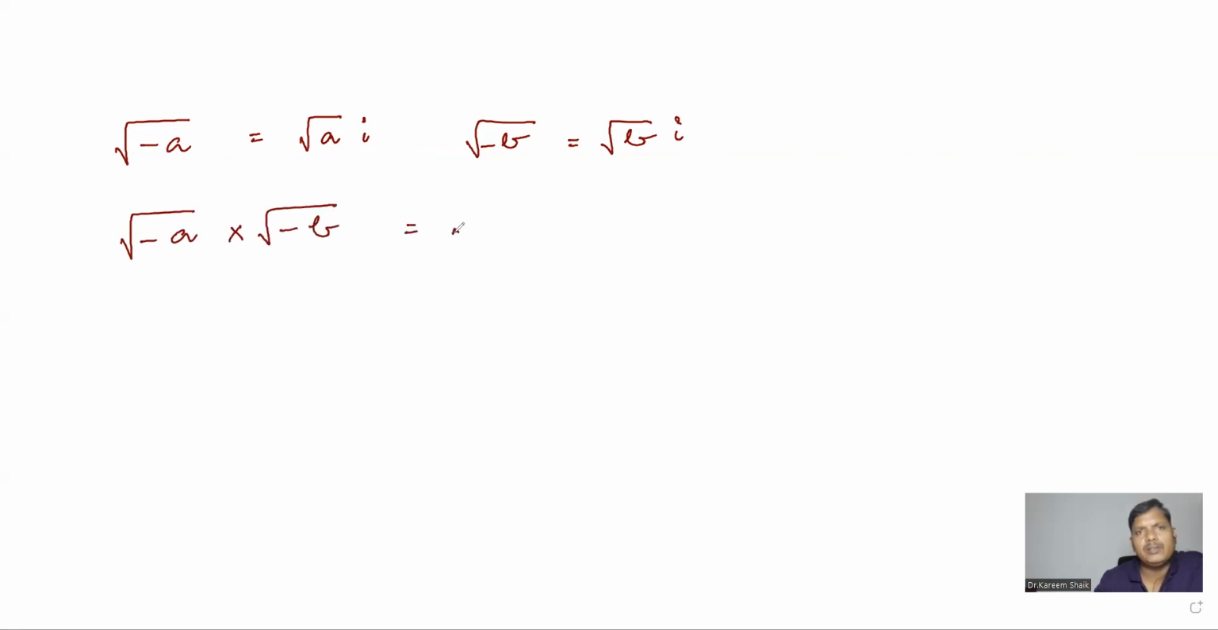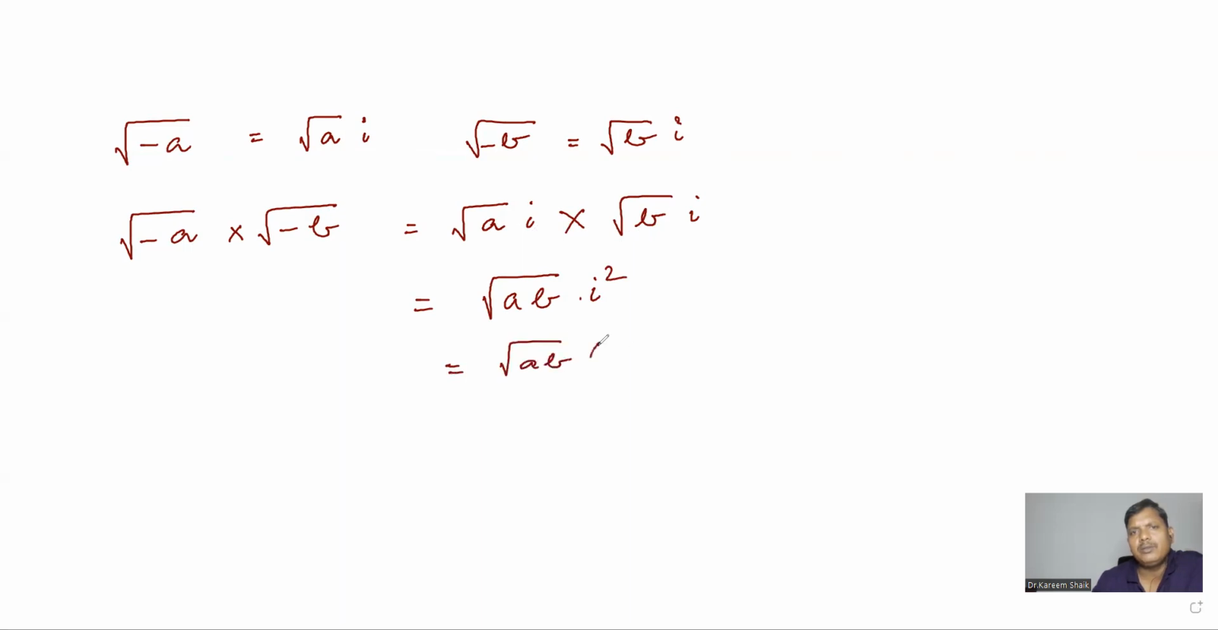Square root of negative a is nothing but square root of a into i, and square root of negative b means square root of b into i. So square root of a into square root of b is nothing but square root of ab. i into i is nothing but i squared, but the value of i squared is negative 1. So square root of ab into negative 1. That means my final result is negative square root of ab.